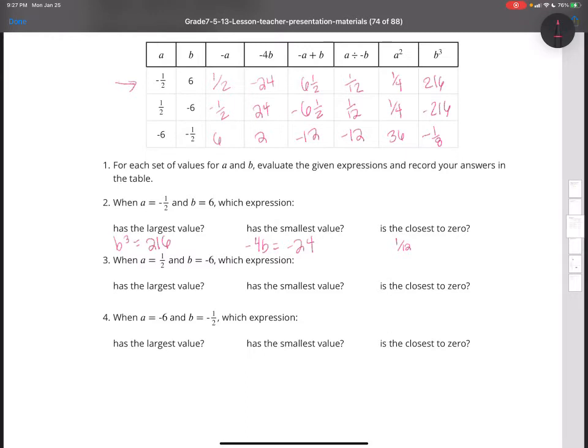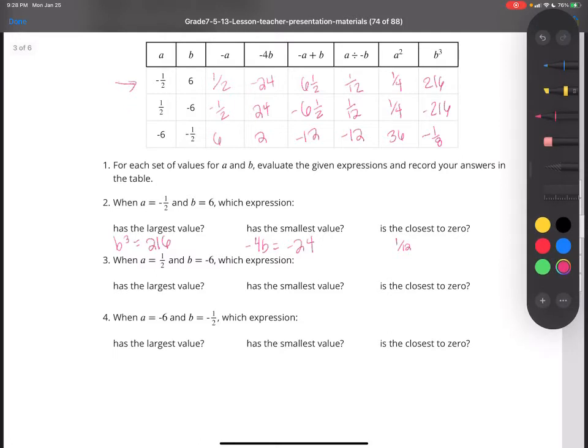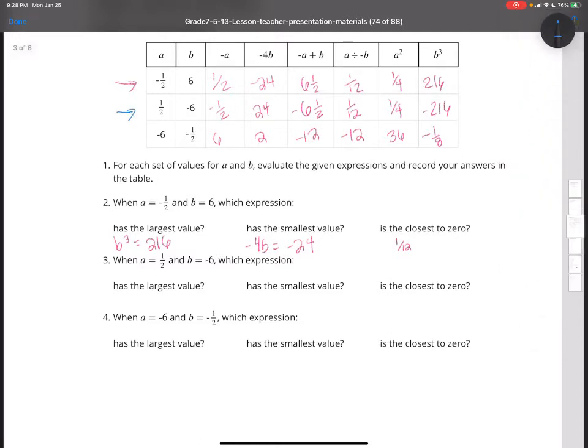Okay, moving on to question 3. It says when A is equal to 1/2 and B is equal to negative 6, which expression has the largest value? Okay, now I'm going to change my color, because we're looking at this row now. If you automatically went back to b to the third power because it was the greatest in the last problem, well, look at it now. It's negative. So since it's negative, it makes it the smallest. So I'm going to write that down for the smallest.